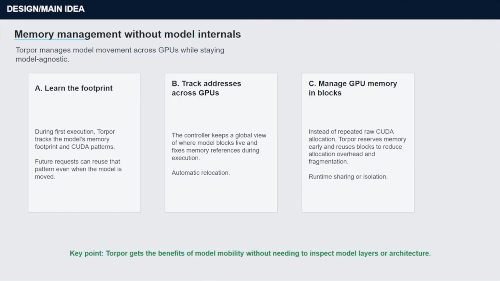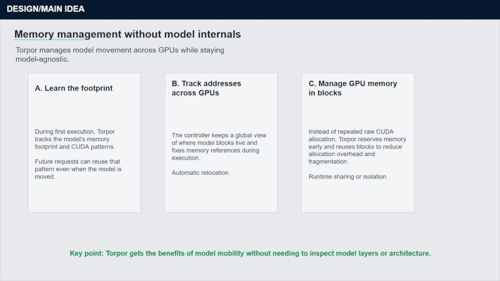Now, memory management without model internals. Torpor manages model movement across GPUs while staying model agnostic. So the first step is learning the footprint. During first execution, Torpor tracks the model's memory footprint and CUDA patterns. Future requests can reuse that pattern even when the model is moved.